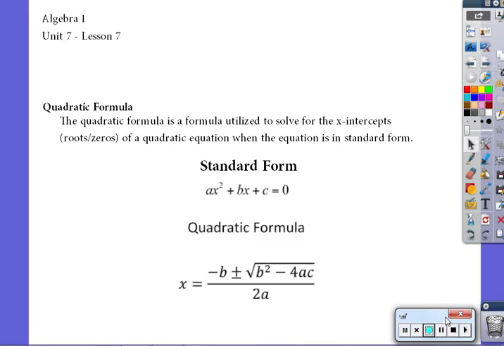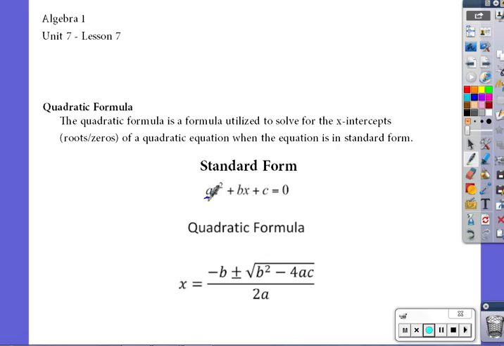Okay, so the quadratic formula is our last method to solve quadratic equations. It is a formula utilized to solve for the x-intercepts, which are also called the roots or zeros of a quadratic equation when the equation is in standard form. We did go over what standard form means in the previous video, but just in case you didn't know, it's when the x squared, x, and number are all on the same side.